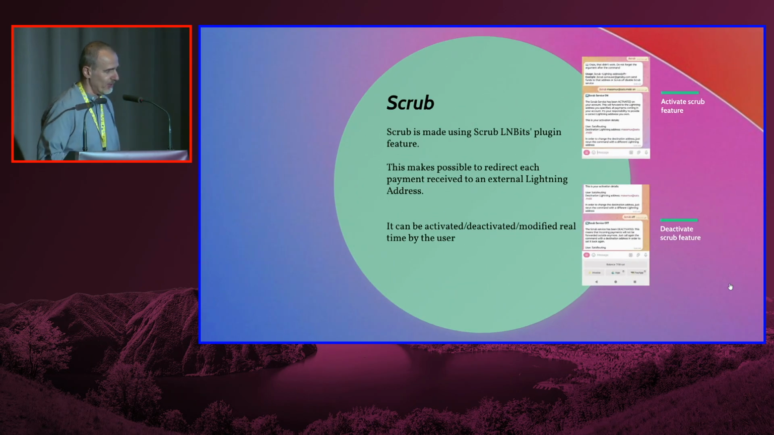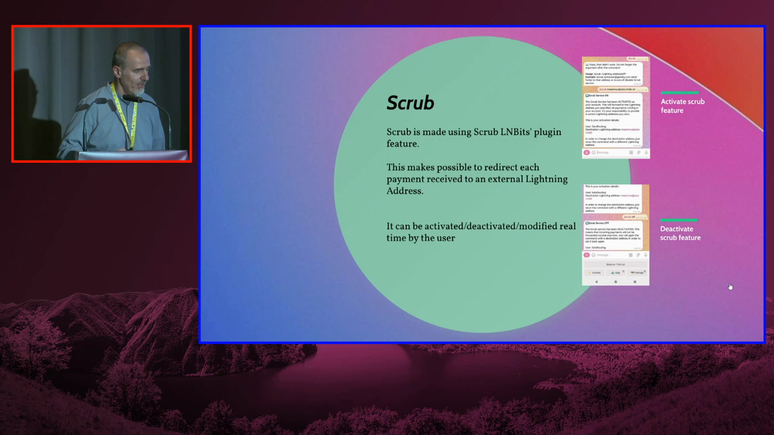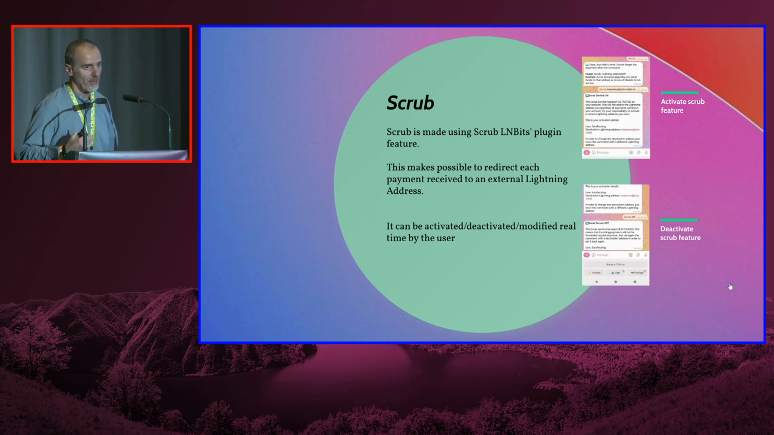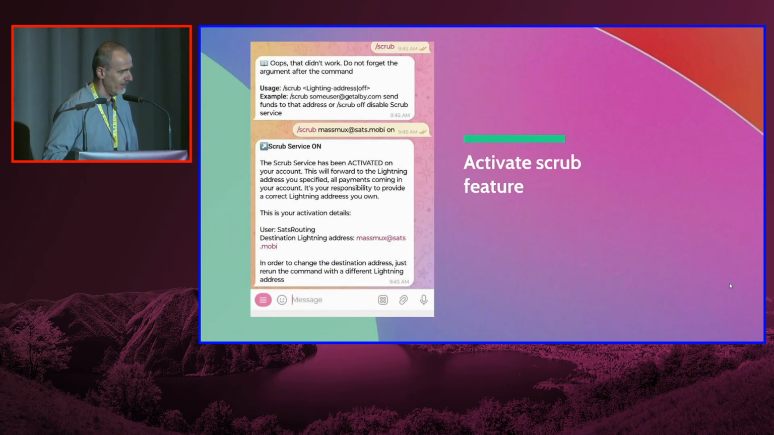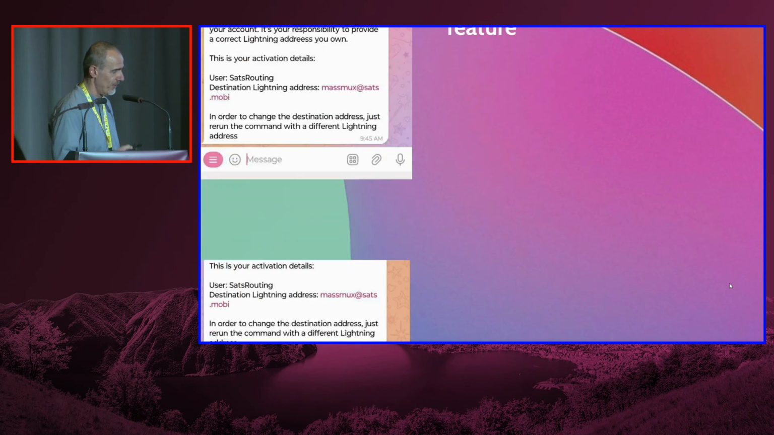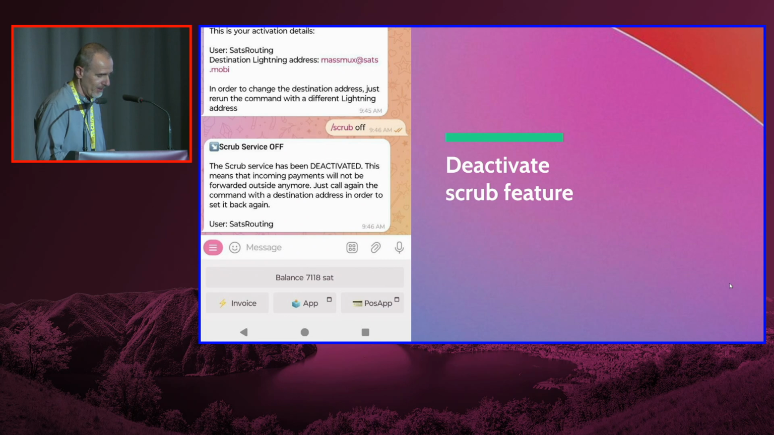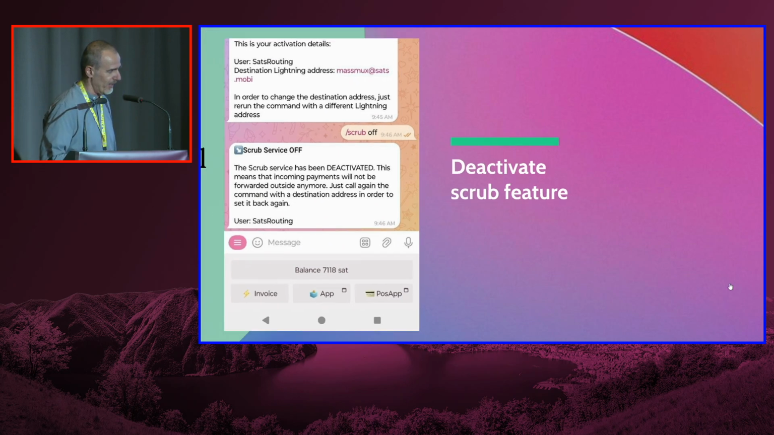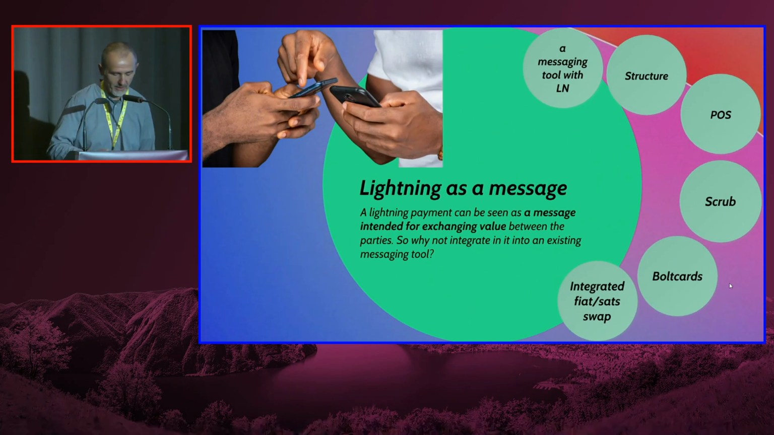The scrub function is something similar to the Prism function inside BTC Pay Server. This is to make the system minimal custodial, because any incoming payment is redirected to an external Lightning address. This can be activated and deactivated in real time by issuing the command followed by the destination Lightning address, and this can also be deactivated automatically. When this is activated, all incoming payments are redirected externally.